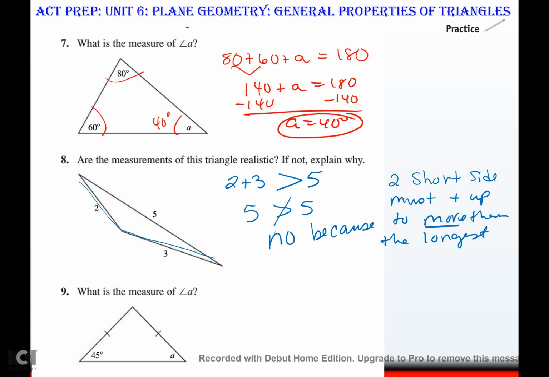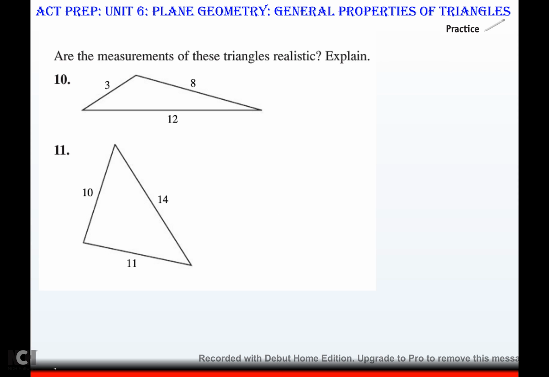Okay, 9, what is the measure of angle A? Well, when 2 sides are equal, then the base angles have to be, so angle A is 45 degrees. Okay. Are the measurements of these triangles realistic? Explain. My 2 shorter sides would be 3 and 8. 3 plus 8 has to be greater than 12. That's only 11, which is not greater than 12, so this would be no, for the same reason as we said on the other one.